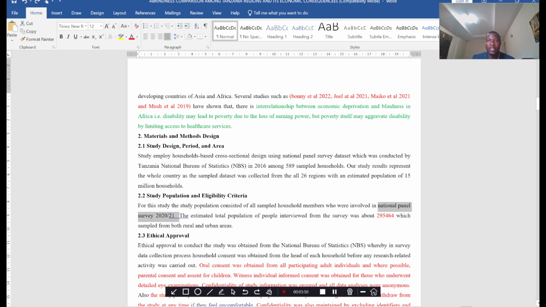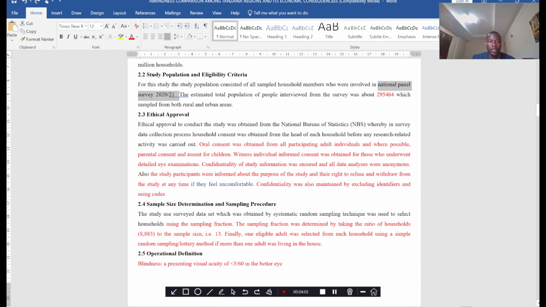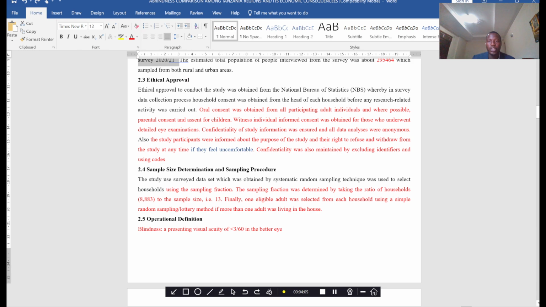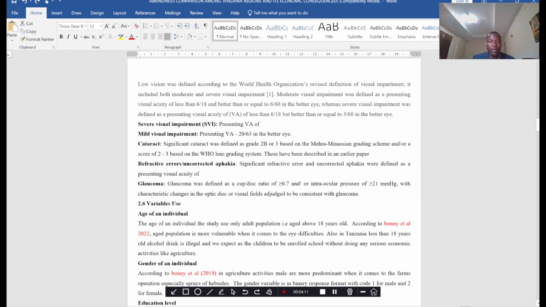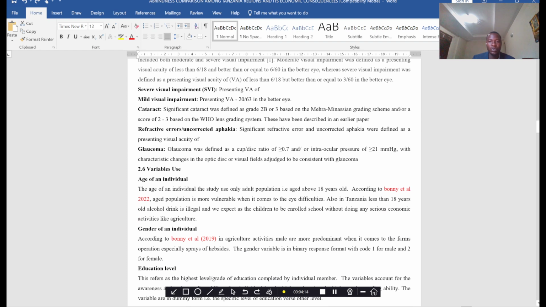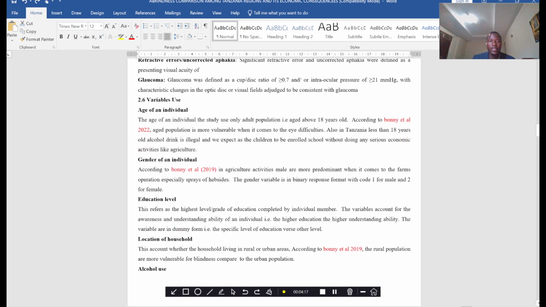These are the current ones. There are 5 waves: wave 1, wave 2, wave 3, wave 4, and the current one, wave 5. The sample size should rely on the survey sample size. And here we have variables, the variables of our interest. First, specifically, we look at the age of an individual in a given data set, and the gender of an individual.